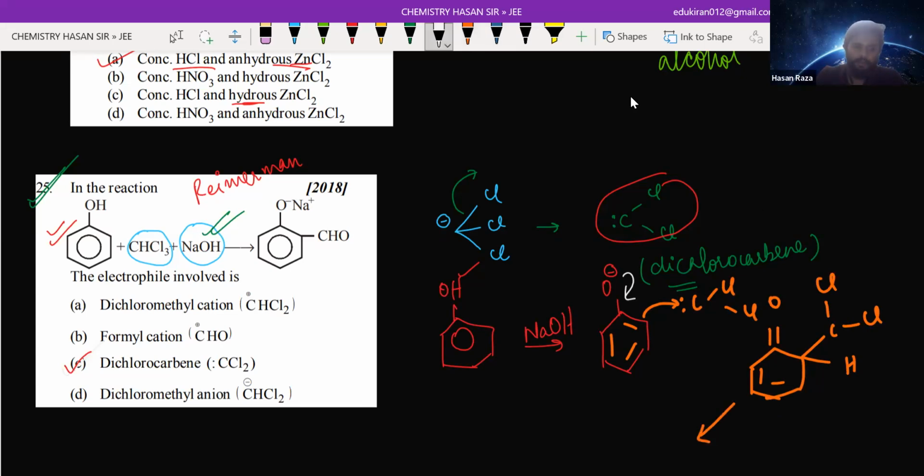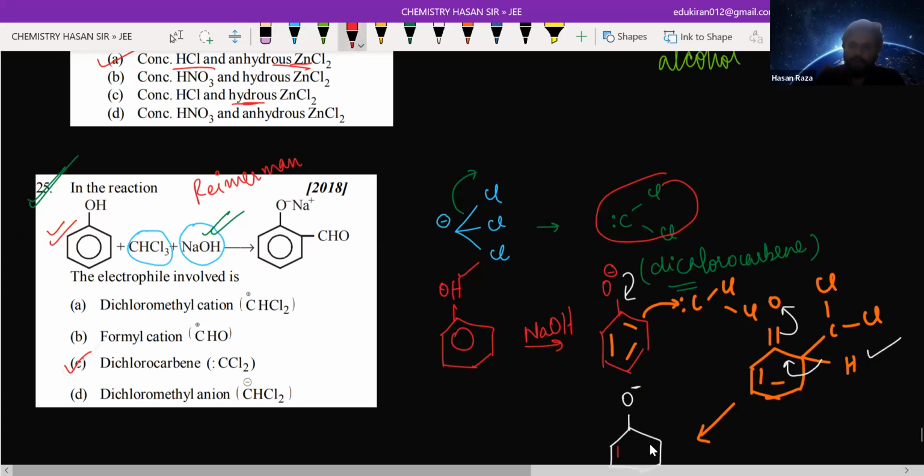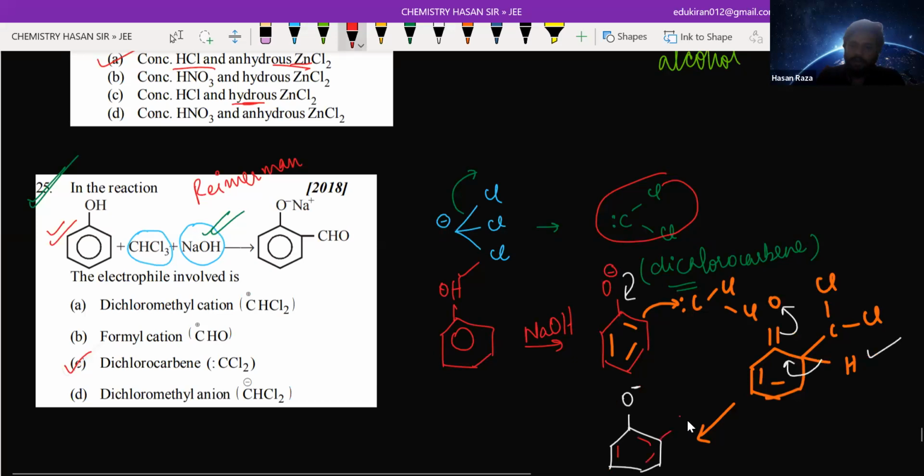So again, what will happen? This will go again at this place, and this will be like this. Hydrogen will be removed from here. So there will be a double bond between that. You can see it becomes O negative again, and there will be a double bond. Let me show it clearly. Just wait a minute. There was a double bond, there is a double bond, and there is a double bond, and then this becomes CCl.